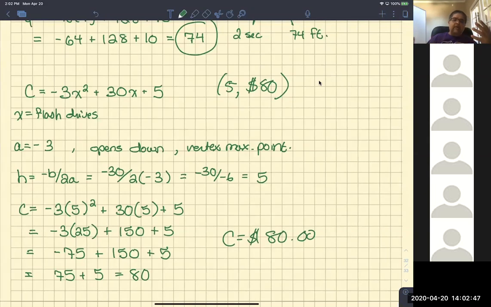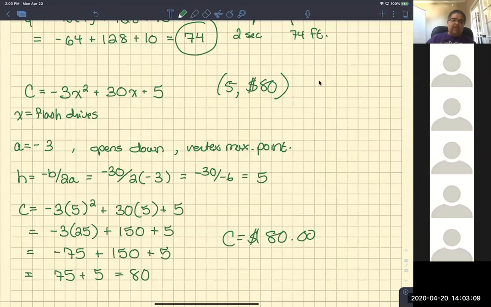So this is how we use quadratic equations on a day-to-day basis to predict things, to predict how high something goes and where it reaches, or when it reaches that height, or the cost of something, and when that cost is going to be maximum or minimum, depending on the quadratic.